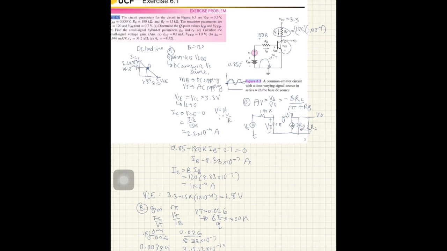Let's just use the equation: negative beta 120 times RC 15K over r pi plus RB 180K. That gives negative 8.5227.